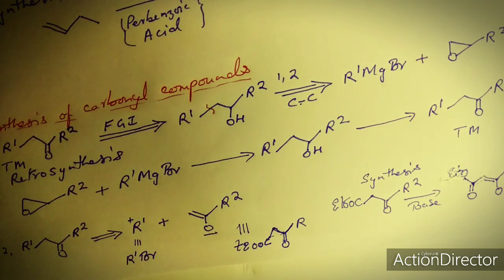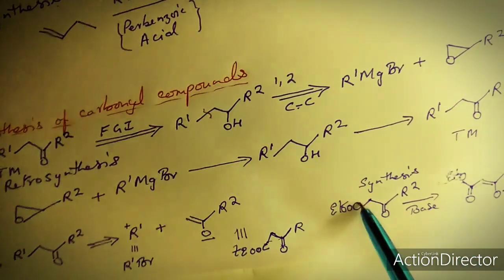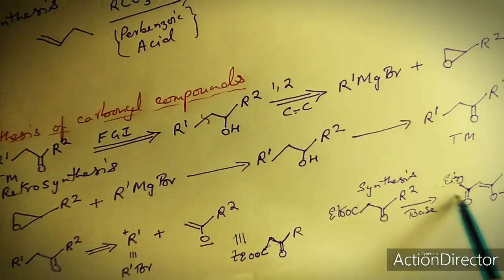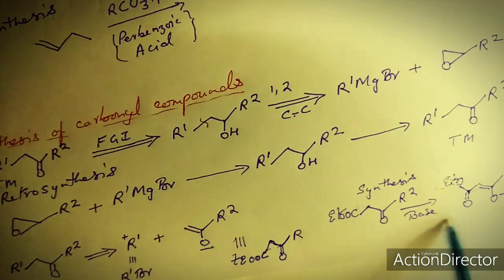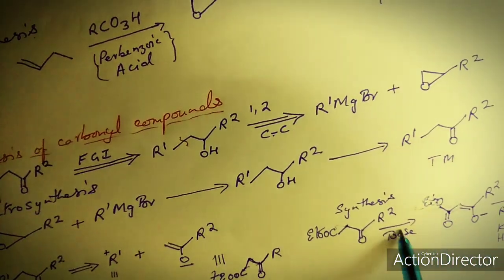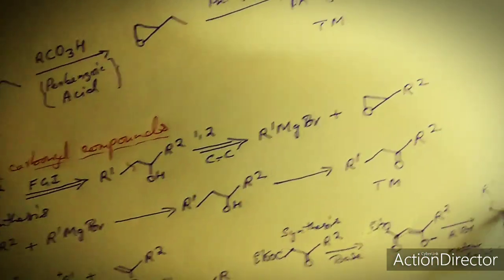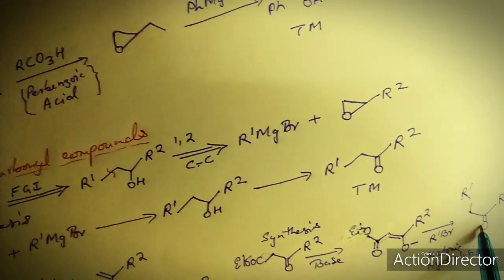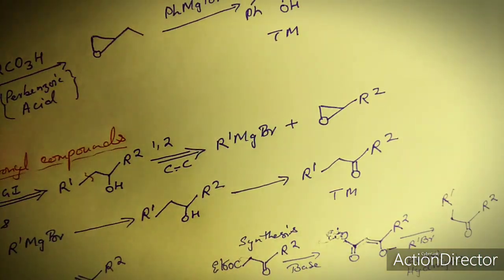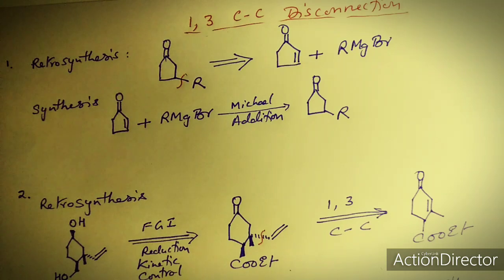And now, how do we synthesize? Simply, in the presence of a base, this will give us the carbanion. This carbanion, which is highly stabilized because it has this electron-withdrawing group and two of these 1,3-dicarbonyls, like it is for the active methylene compounds, will react with RBr and we will get, finally on hydrolysis, our product, that is our carbonyl compound or this ketone. This 1,3-CC disconnection.